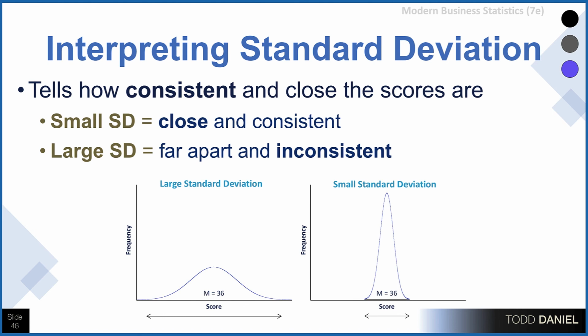If you choose a number at random from this distribution, when variability is high, large standard deviation, that score could be very far from the mean. On the other hand, when standard deviation is low, all of your scores are tightly packed around the mean. Any score that you choose at random is going to be close to the mean or representative of the data set.